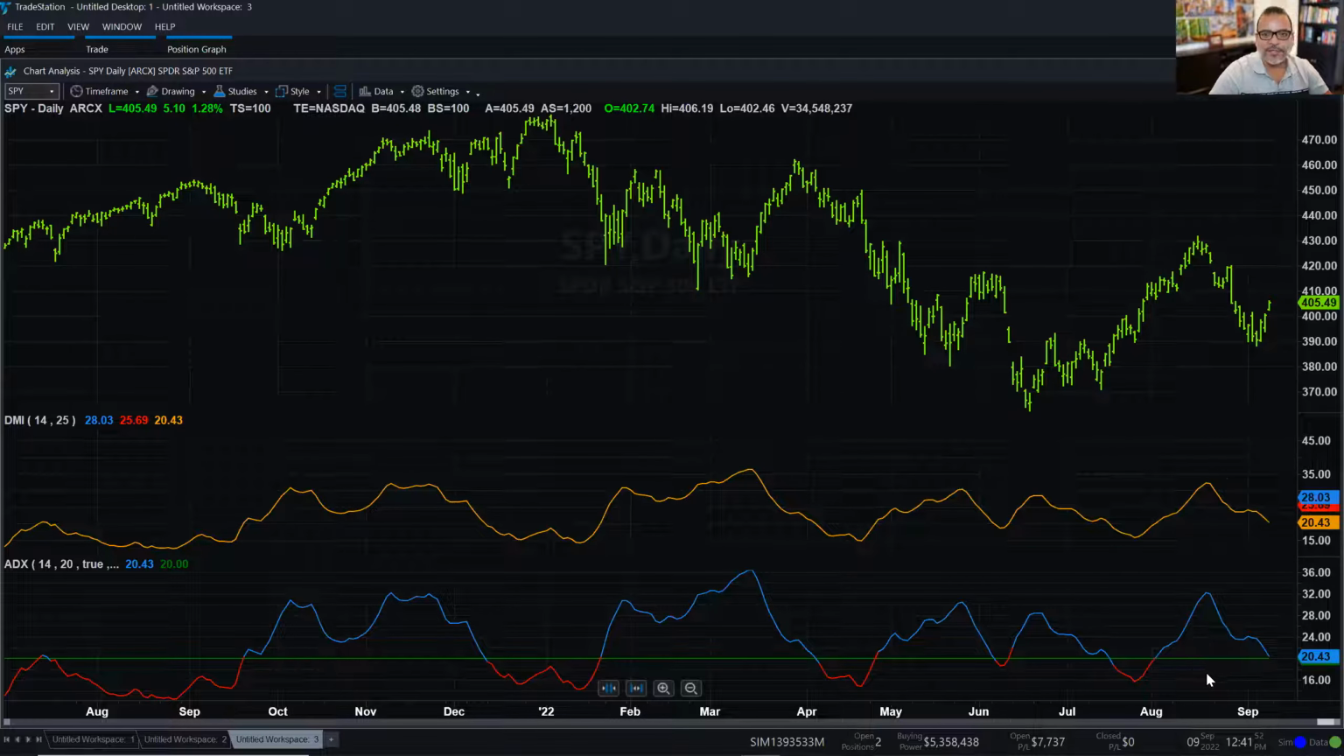So this is just telling you that it's not really a hard-coded number. It's not a number that is set in stone. It's something that we should always look at and find if it's appropriate to the way that the markets are moving. So that's the ADX.